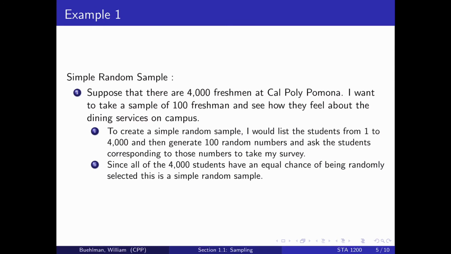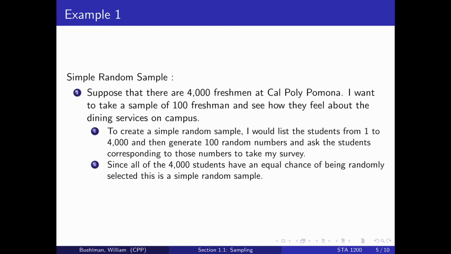So now here's an example of a simple random sample. Suppose there are 4,000 freshmen at Cal Poly Pomona. I want to take a sample of 100 freshmen and see how they felt about the dining services on campus. To do this, I would create a list of all 4,000 freshmen and give them a number from 1 to 4,000. And then I could generate a random number, let's say 393. Whatever student is number 393, I'm going to ask them what they think. And I do this 100 times until I have 100 different students that have all been chosen randomly.